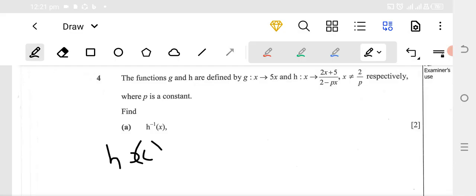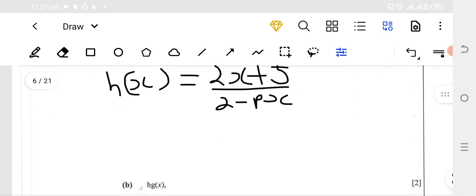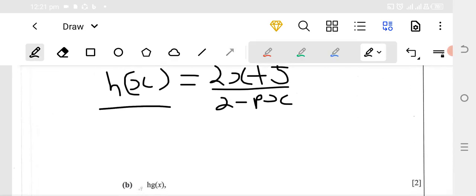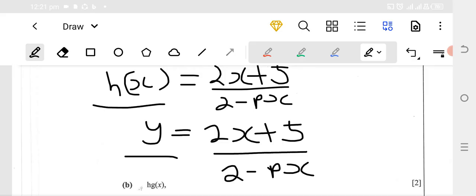So h of x is equal to 2x plus 5 divided by 2 minus px. You're going to say let y be equal to h of x. So where there is h of x, you put a y is equal to 2x plus 5 divided by 2 minus px. So I haven't changed anything, but instead of writing h of x, I have written y. Then you divide by 1, you cross multiply. So it will be y multiplied by the denominator, and then the numerator is going to be multiplied by a 1.